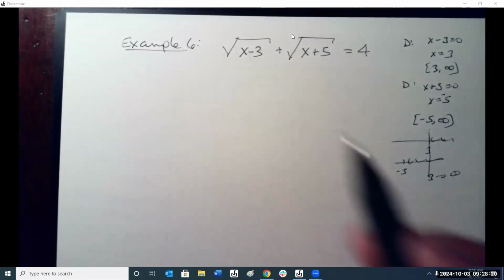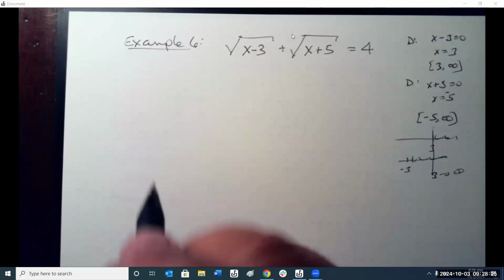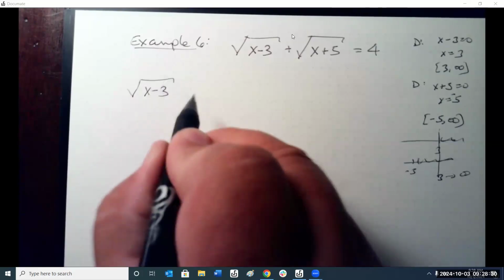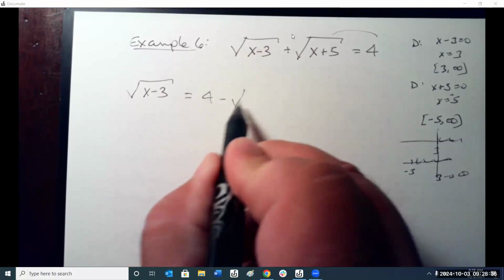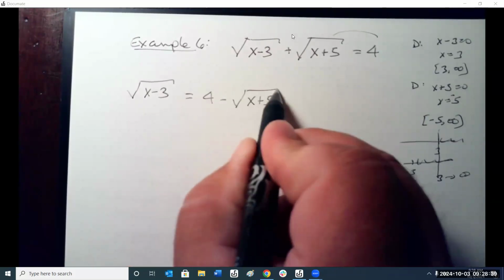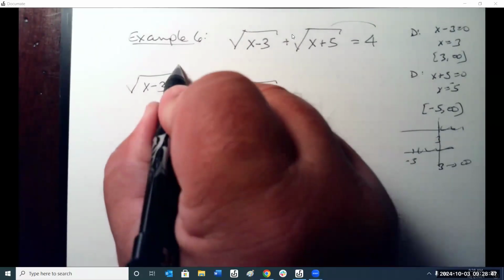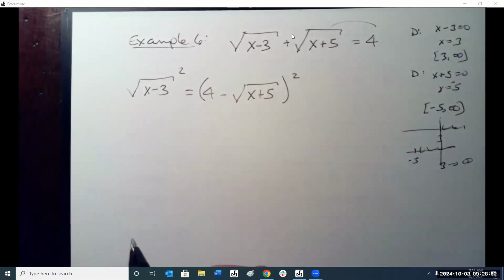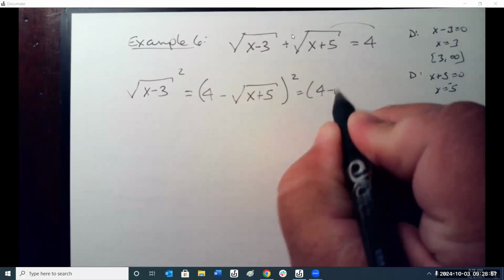Right. So in this process here, you still isolate one of the radicals. So let's leave the first one alone, radical x minus 3, and move this one to the other side. Equals 4 minus radical x plus 5. Okay, so that's our first step. Isolate one of the radicals. Then square both sides. On the right-hand side, it's one equation. So as you guess, we have to FOIL this one on the right-hand side.